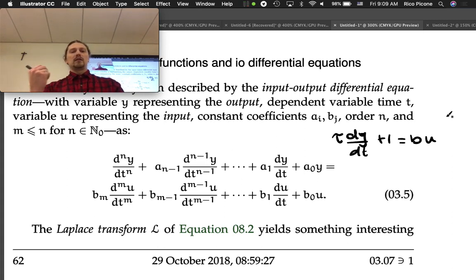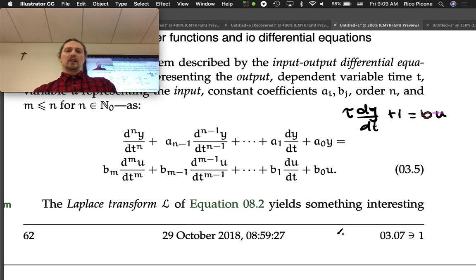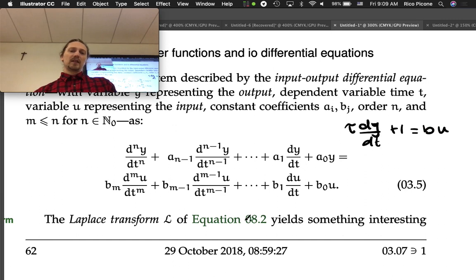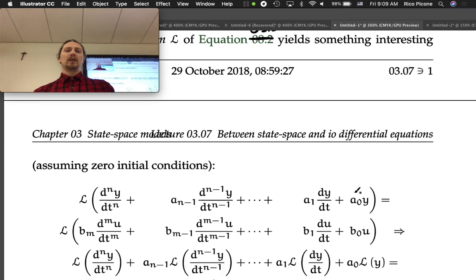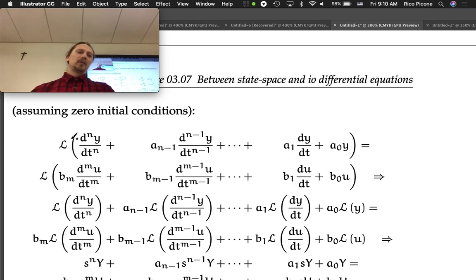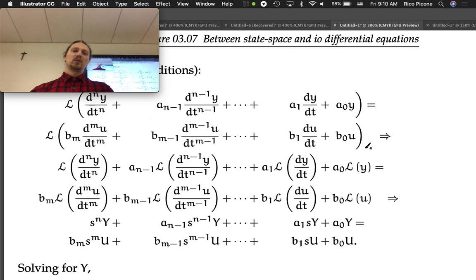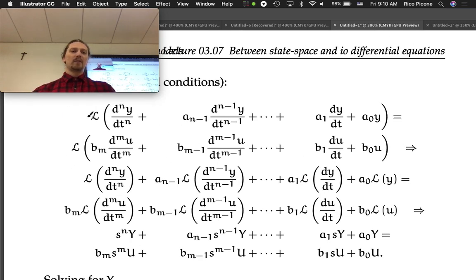So the Laplace transform L of equation 3.5 yields something interesting. So we're going to take the Laplace transform of both sides of this equation. Assuming zero initial conditions, we take the Laplace transform of the left-hand side. And I have this weird spacing so that everything lines up. So the Laplace transform of the left-hand side has to equal the Laplace transform of the right-hand side, right?